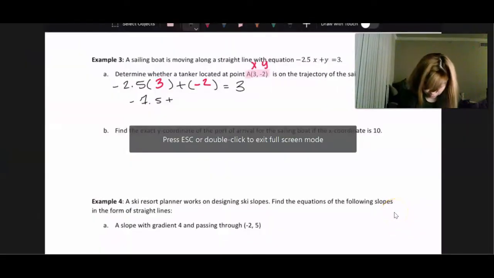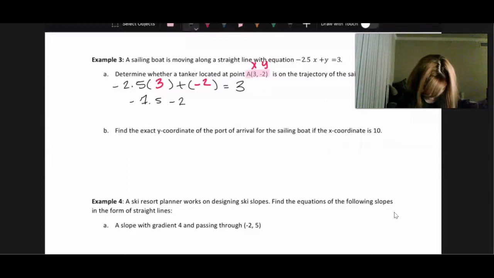Negative 7.5 plus that negative 2, which you can just write as minus 2, equals 3. Negative 7.5 minus 2 is negative 9.5, which does not equal 3, therefore no.